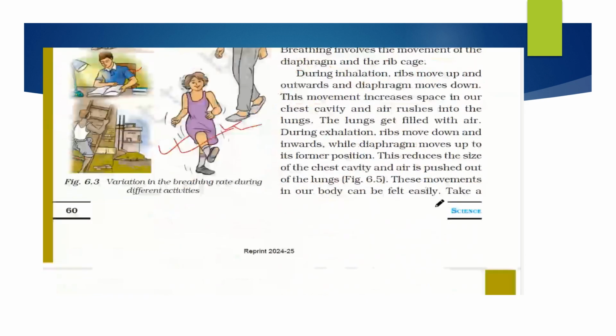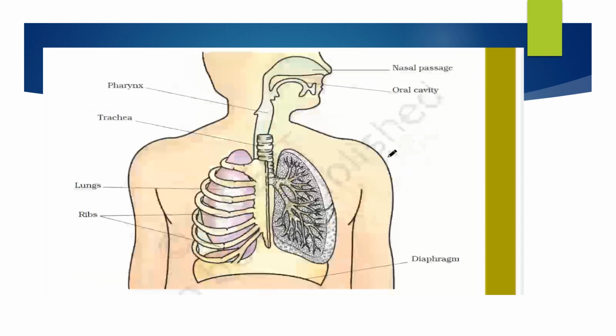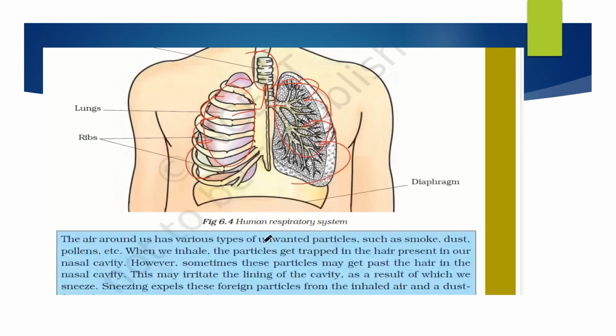So let us move on to this diagram right down here. These are the nostrils. The nostrils lead to the nasal passage, and this is the mouth or the oral cavity, right? Through the nasal cavity, here is the pharynx, and here comes the trachea, which takes air to the lungs. These two are the lungs, which are inside the ribs. This is the rib cage, which is protecting your lungs, and below it there is a muscle which separates the lungs from the abdomen. This is the diaphragm, a thick layer of muscle.